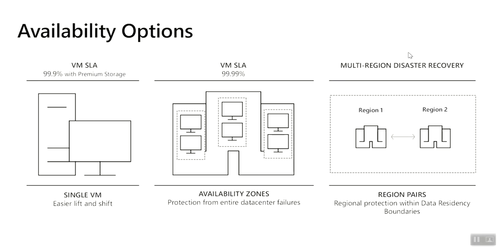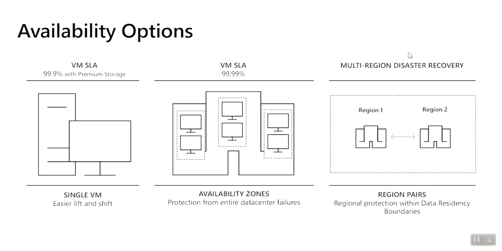So starting on the left-hand side, I've got one single VM, and it's a 99.9 uptime SLA, which is a service level agreement, with premium storage. But that's a single machine. If I wanted to do better on that number, I'm going to go to the right-hand side, and I've got that same VM with an SLA of 99.99. So it's a higher SLA because I'm distributing that VM and its backup across availability zones. Remember, that's separating themselves from each other, independent power, cooling, and networking in a region.